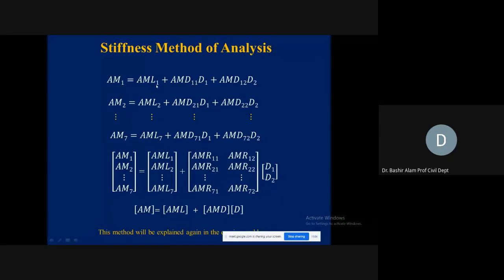So AM will be equal to AML plus AMD times D. This is the equation. Again, you can see the similarity with the flexibility method. There it used to be AM is equal to AML plus AMR times R. Here we have AMD times D now. And how to pick these values? Here we need to correct this. This should be AMD11, AMD12 instead of AMR. Right? So R is not there. This R is going to be replaced by the D values.